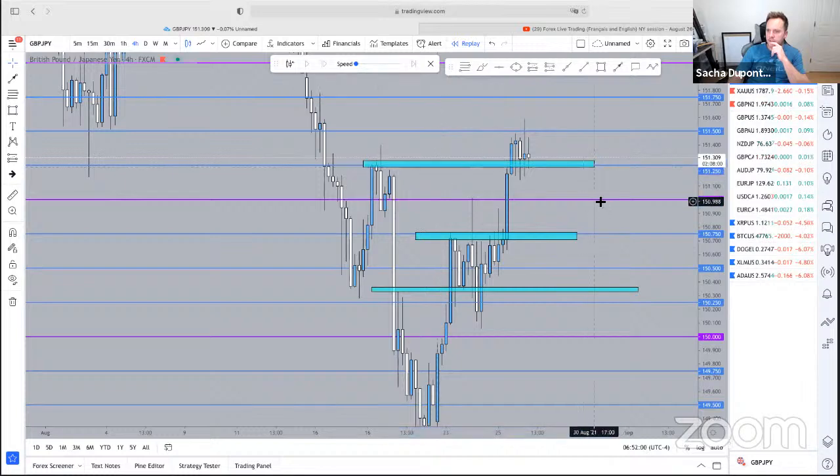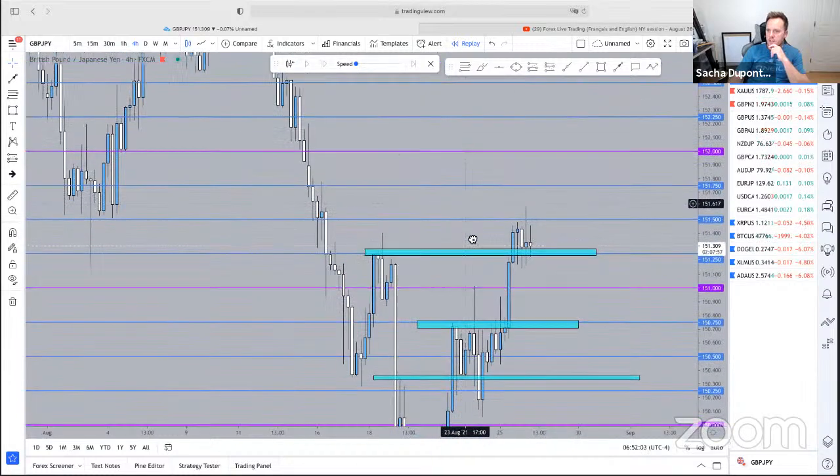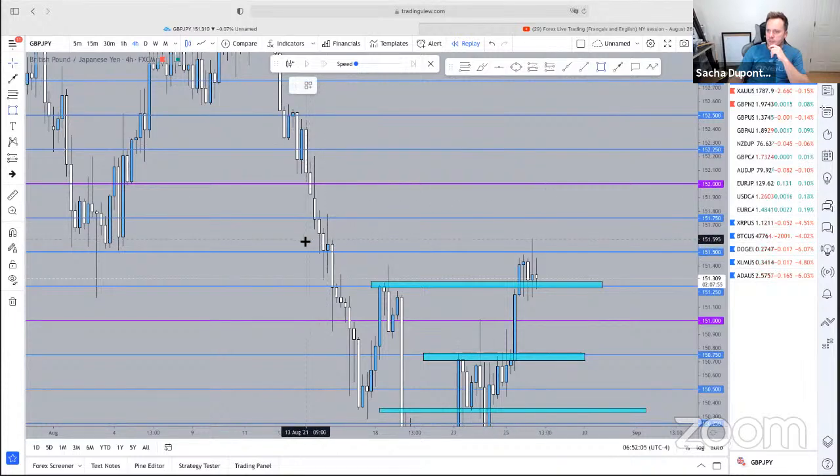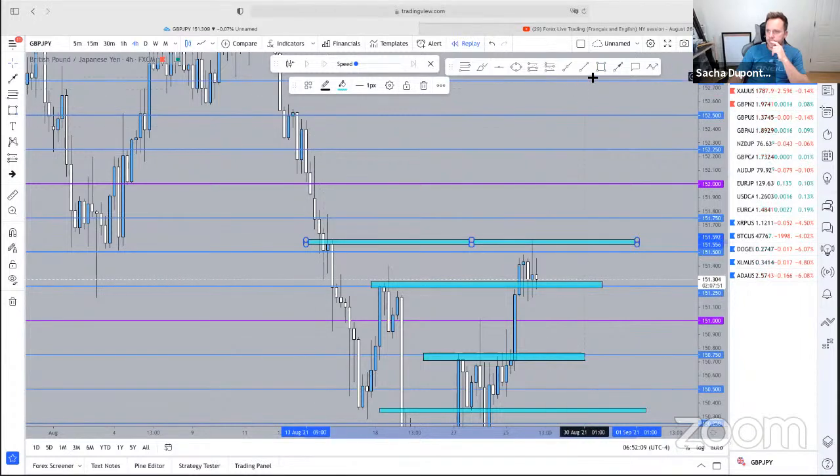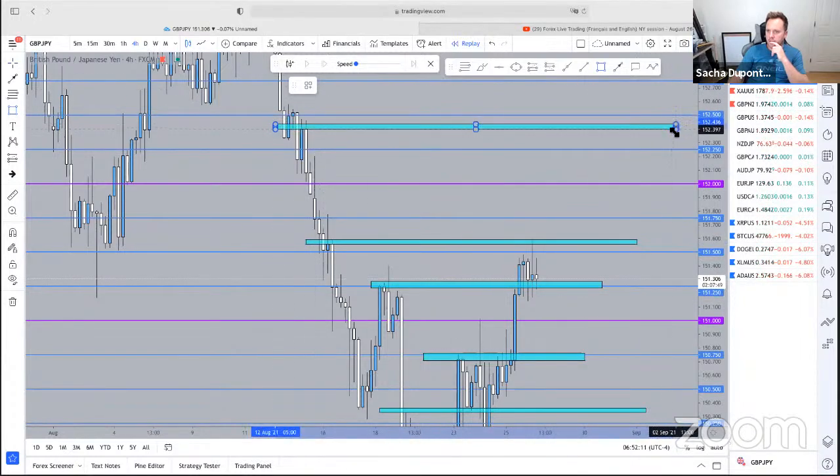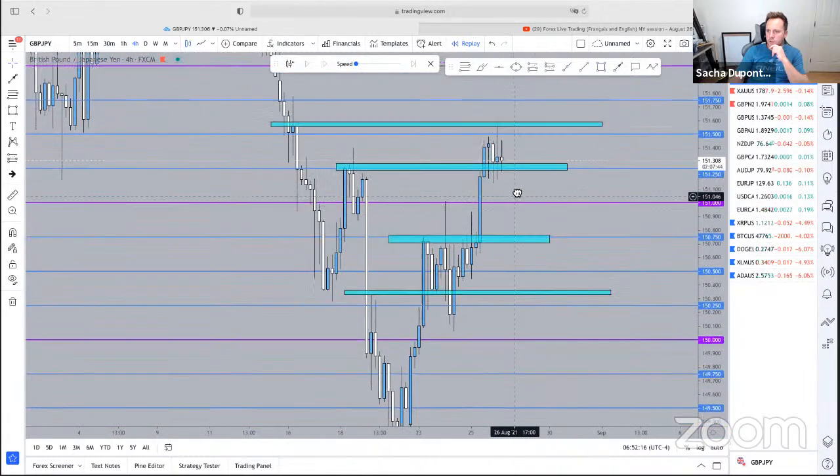All right, perfect. So now let's take a look at what we got after that. We got this mini zone here. The price got rejected, and we got a future target right here. All right, so that's our zones on the 4 hour.